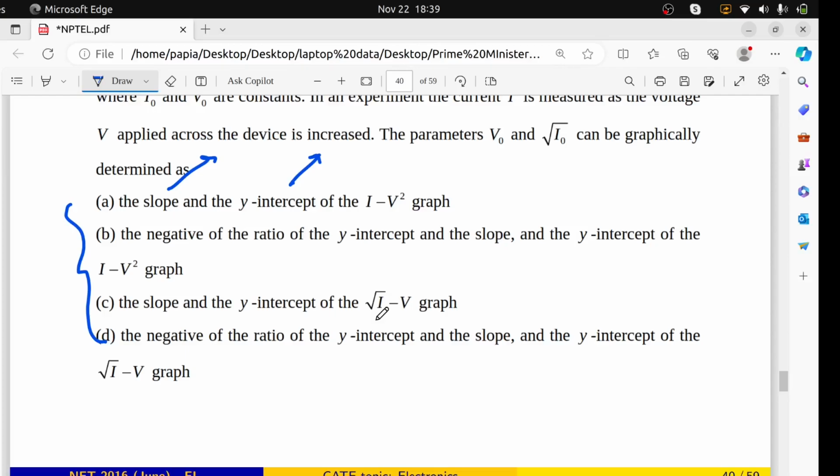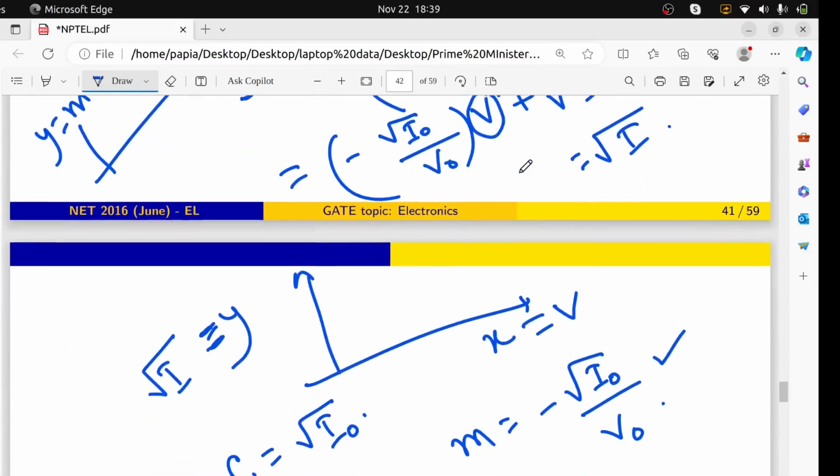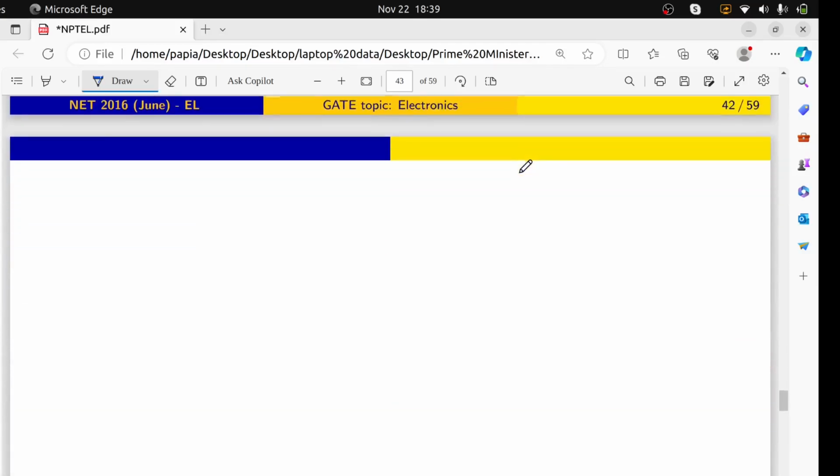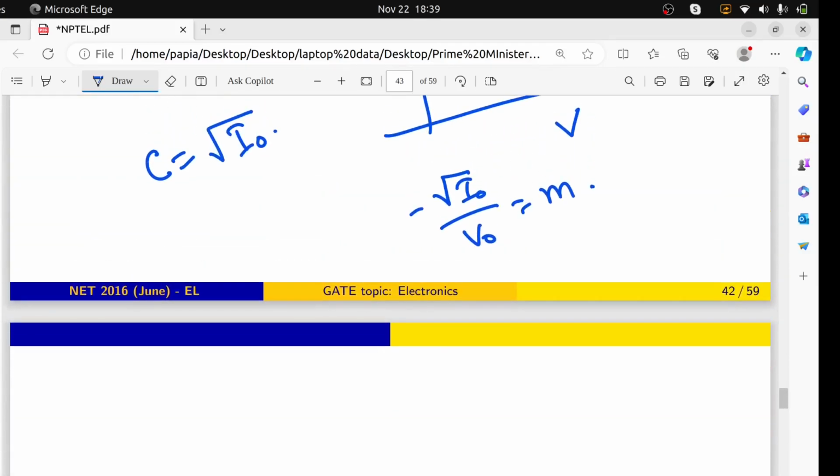Okay. So the parameters v0 and root over I0 can be graphically determined as how much. What we have done till now, you can see here, I get the intercept as root over I0 directly, but I can't get v0 directly from the slope. You can see that the slope is minus root over I0 by v0. So it is not exactly v0, right?